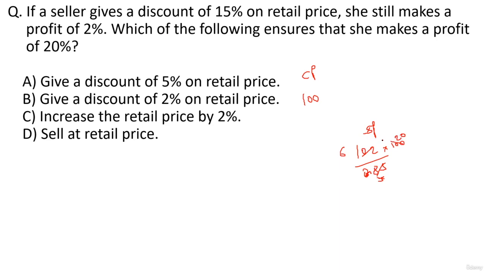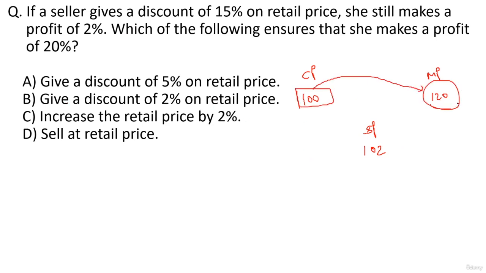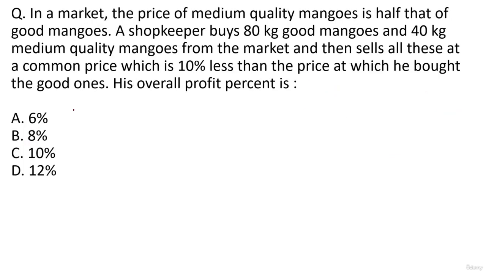So basically your mark price is how much? Your mark price is 120, and your selling price was how much? 102. Which of the following ensures that she makes a profit of 20%? Your cost price is 100. You want 20% profit. Matlab kya? Directly sell it at the MRP. That means sell at the retail price. That's option D.